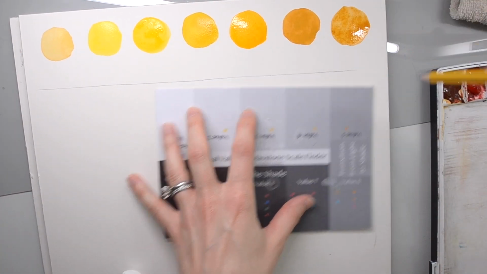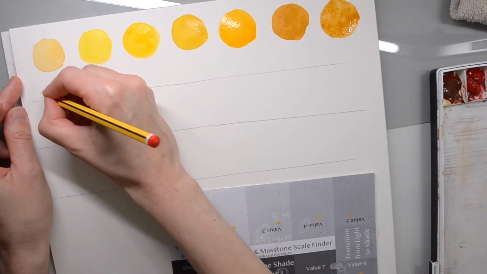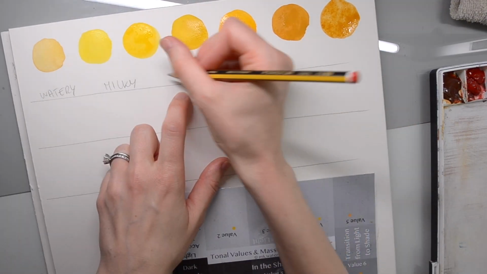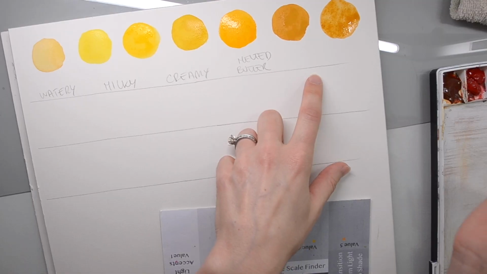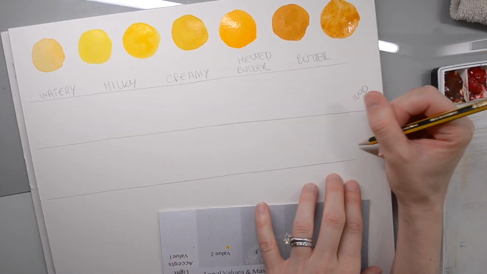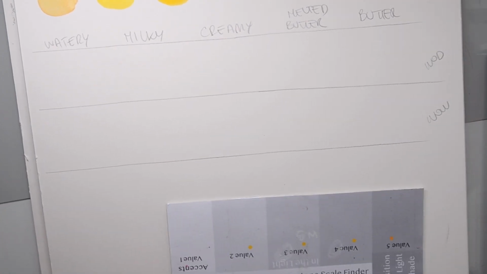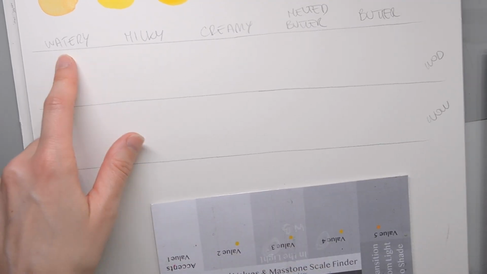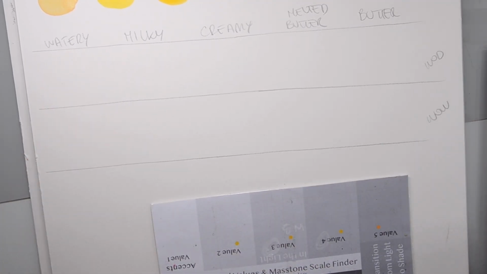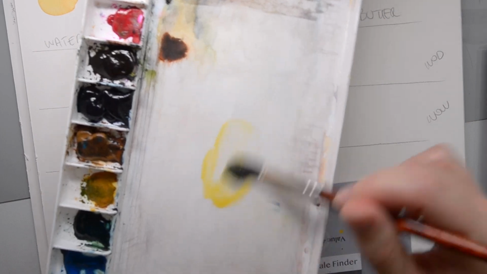Let's draw this together. Like always, we have watery mix, milky, creamy, melted butter, and butter. Wet on dry and wet on wet. So like I said, we're using imidazolone yellow, and we are going to use a watery mix of this color. So here's my watery mix.